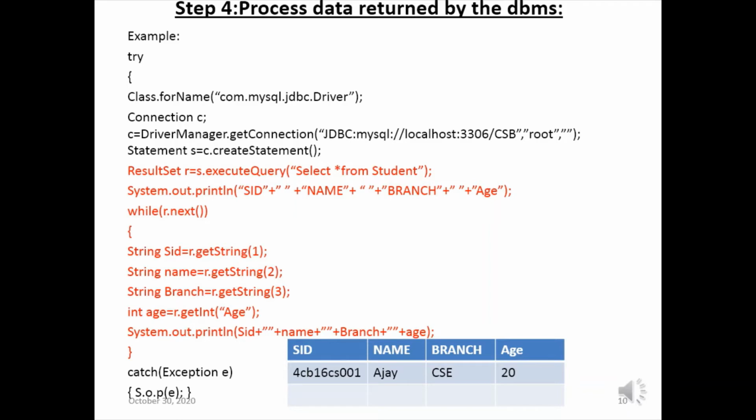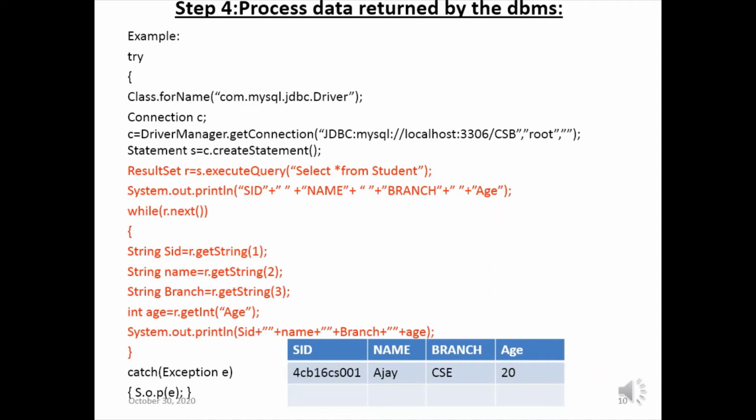There are different methods which are available in the result set. The methods are absolute, first, last, next, previous, and relative. These are the different methods which are available in the ResultSet interface.